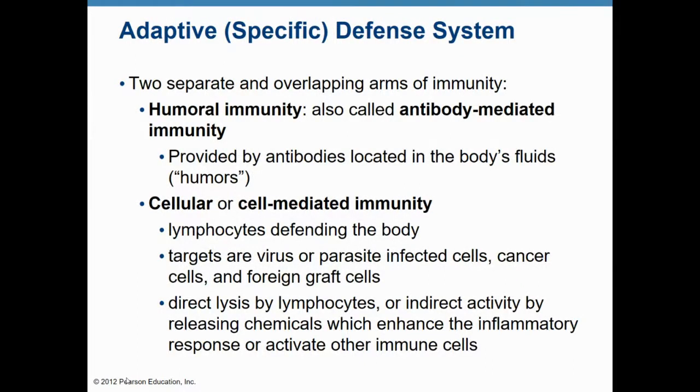So when we look at our adaptive defense system, we're going to see that it is composed of two separate but overlapping arms. We have humoral immunity, and humoral refers to your body fluids. So plasma, interstitial fluid, lymph, and it's also called antibody-mediated immunity because it is provided by antibodies that are secreted into our body fluids. So that's why they call it humoral immunity. The antibodies are going to be in our body fluids.